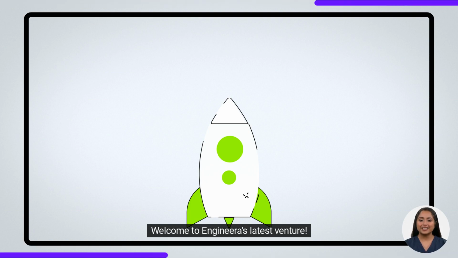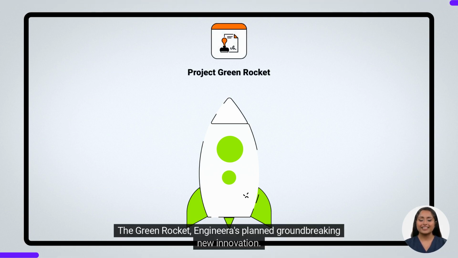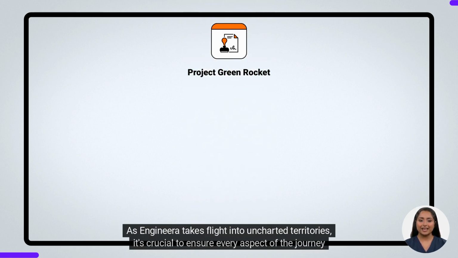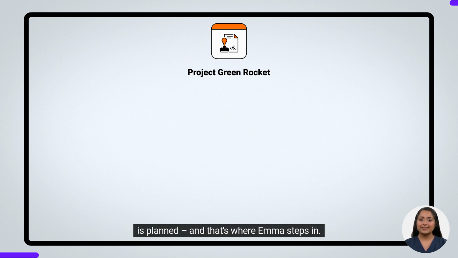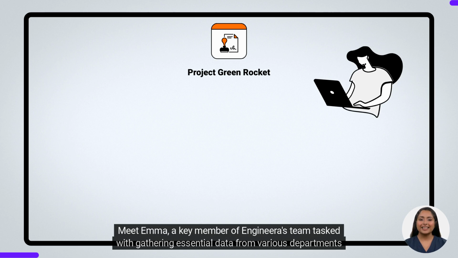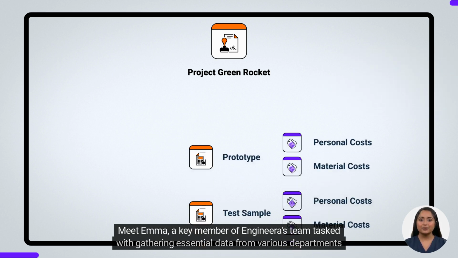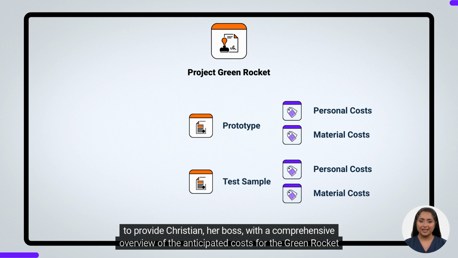Welcome to Engineera's latest venture. The Green Rocket, Engineera's planned groundbreaking new innovation. As Engineera takes flight into uncharted territories, it's crucial to ensure every aspect of the journey is planned, and that's where Emma steps in. Meet Emma, a key member of Engineera's team tasked with gathering essential data from various departments to provide Christian, her boss, with a comprehensive overview of the anticipated costs for the Green Rocket project.